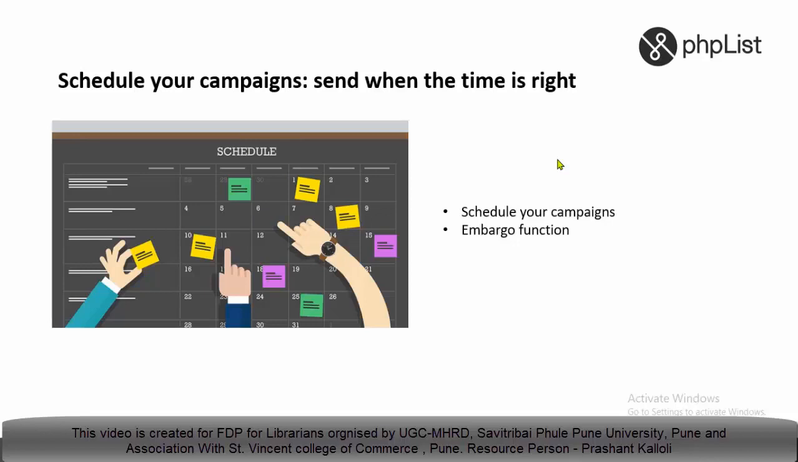We can make a schedule for which date we start sending the emails and until which time or date we can send them. This type of schedule we can make here, which is not possible in our general email account.